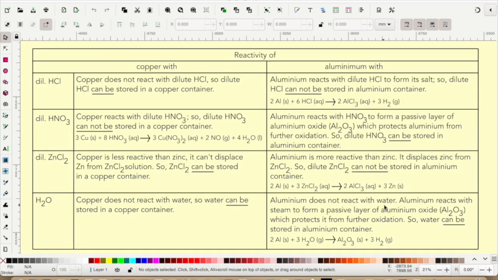Aluminium does not react with cold water. Aluminium reacts with steam to form a passive layer of aluminium oxide which protects it from further oxidation. So water can be stored in an aluminium container.